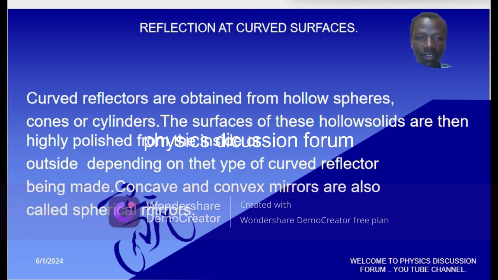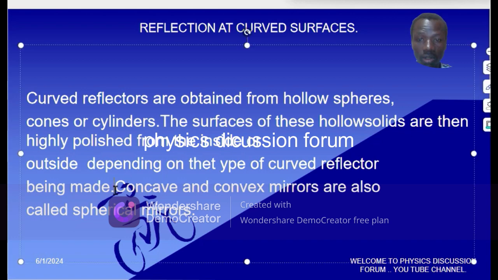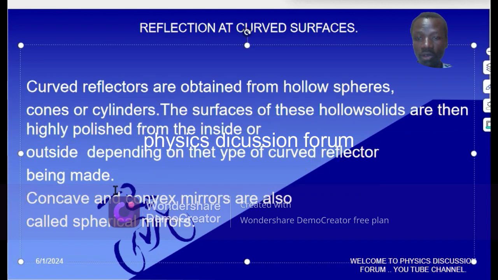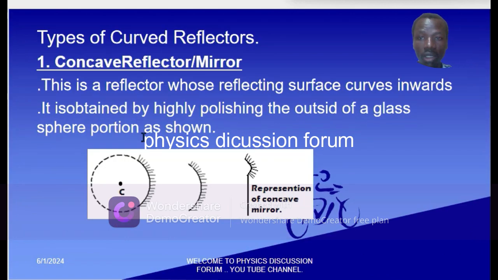The surfaces of these hollow solids are then highly polished from the inside or outside, depending on the type of curved reflector being made. So, concave and convex mirrors. These ones are also called spherical mirrors. So, types of curved reflectors.